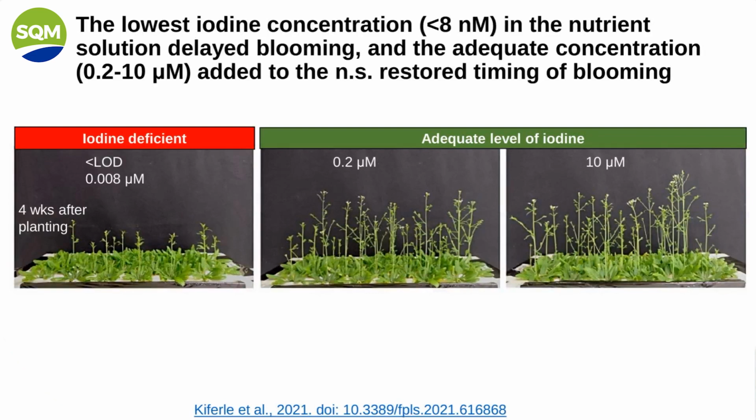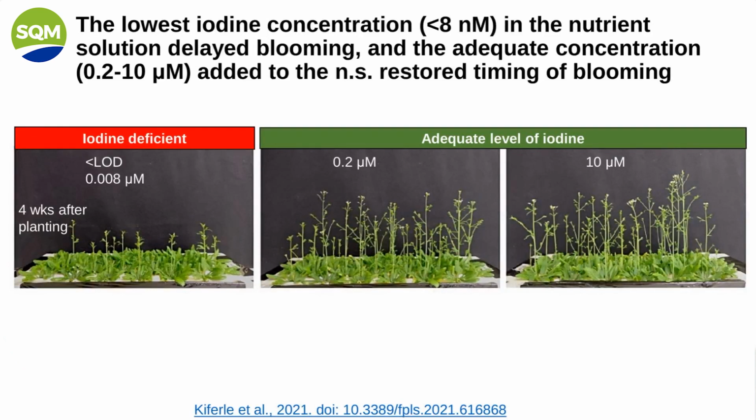The flowers are on the stems of these plants. On the right, you see two pictures where the same plants, grown at the same time in the same climate room, were provided with either 0.2 micromole per liter of iodine in the water or 10 micromole. And you see these plants flower much sooner, also have more flowers, more seeds, and also reached higher biomasses.